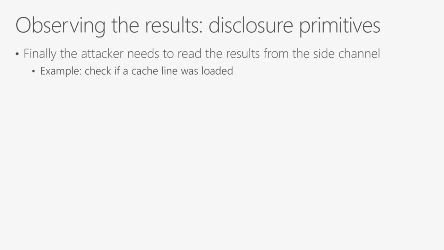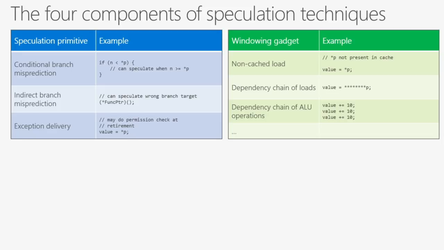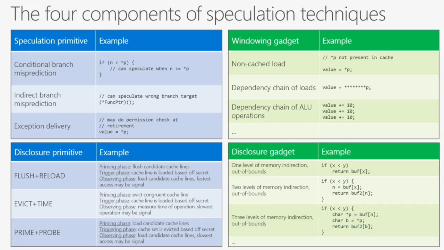All right, so just to sum up again, the four components of a speculation attack. We have the speculation primitive, the windowing gadget, the disclosure gadget, and the disclosure primitive. And once again, we need all four of these to be able to leak information through a side channel.